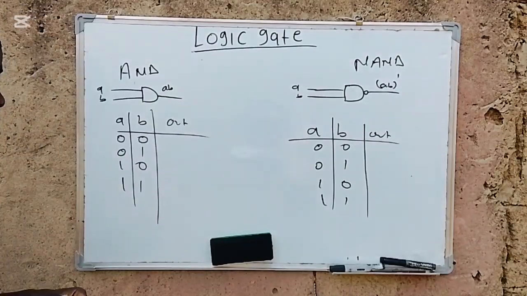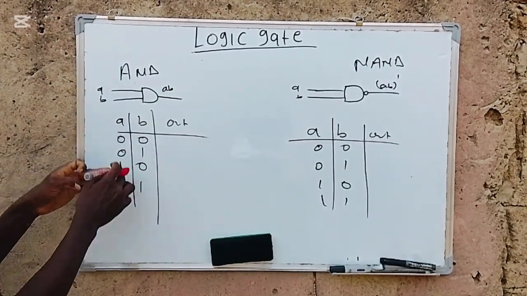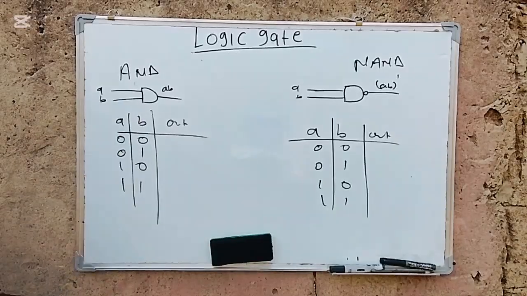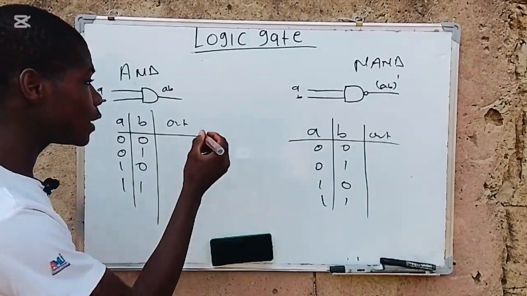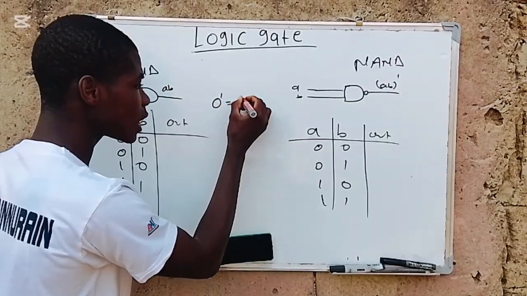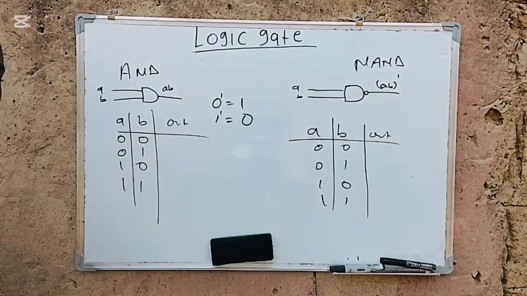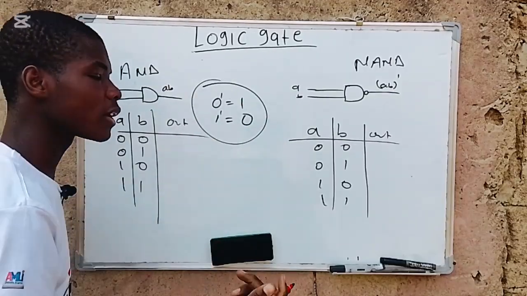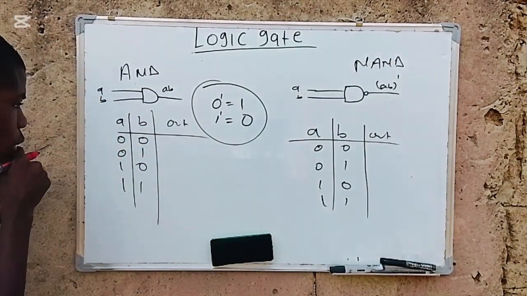It's showing that when input A is equal to this and input B is equal to this, what will be the result? I have to tell you that 0 prime is the same thing as 1, and 1 prime is the same thing as 0. So using this, you have to remember this. So the new truth table of this AND will be what?